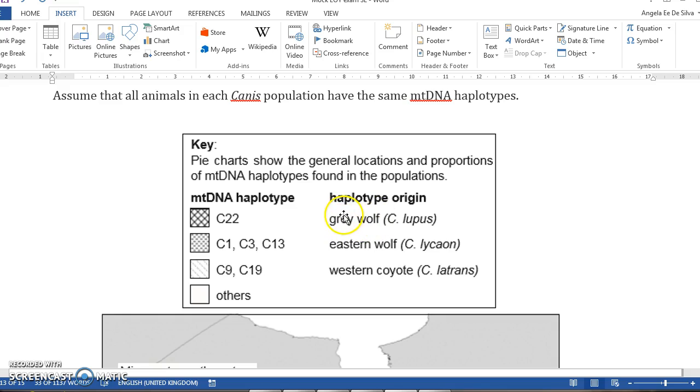Now, if grey wolf did not interbreed, then all of the subsequent species that came out of grey wolf would only contain C22 and would not contain the other DNA haplotypes. And same with eastern wolf: if they did not interbreed, then they will only contain C1, C3, and C13. However, they did say that there was interbreeding. If interbreeding occurred, then the species that came after these three species would contain a mixture of some from probably C22, some probably had C3 mixed in. And there would be a mixture probably of some DNA haplotypes from eastern wolf and western coyote.